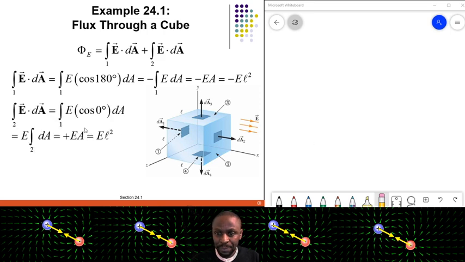Now for surface number 2, this is what you are going to have, because the angle between E and the vector A2 is just 0. Now the total flux, you just have to add all the flux. Now you are just getting 0. What is the physical meaning of this? Why is the flux 0 there? The physical meaning of this is the fact that the number of field lines entering this side of the cube is exactly the same as the number of field lines which are exiting the cube. That is why now the flux is just equal to 0.